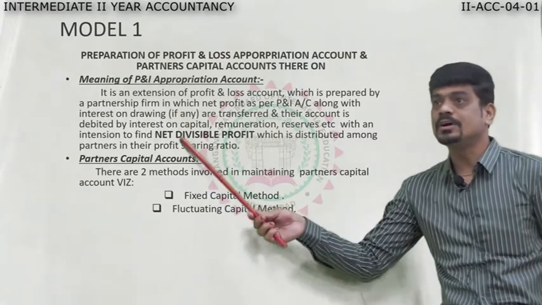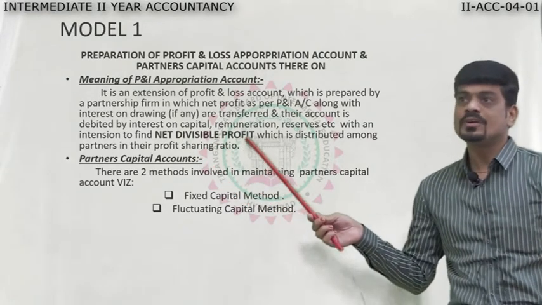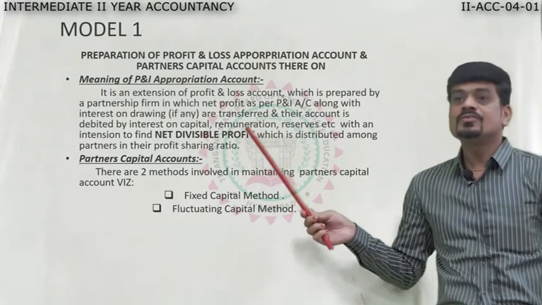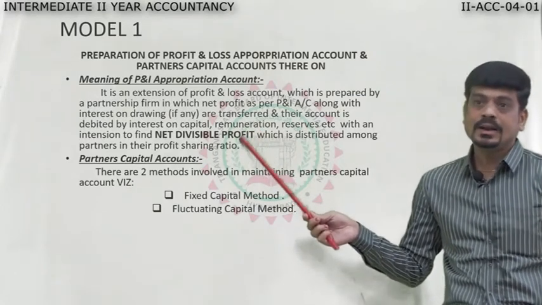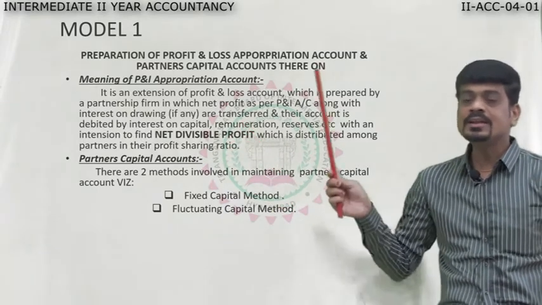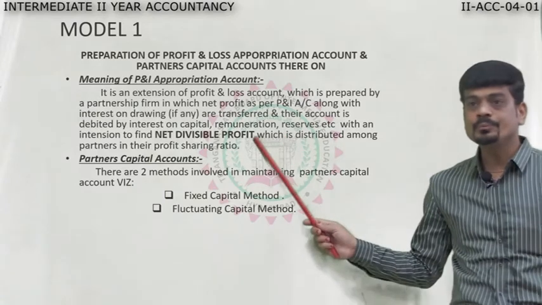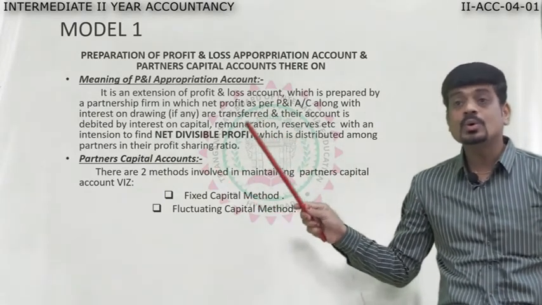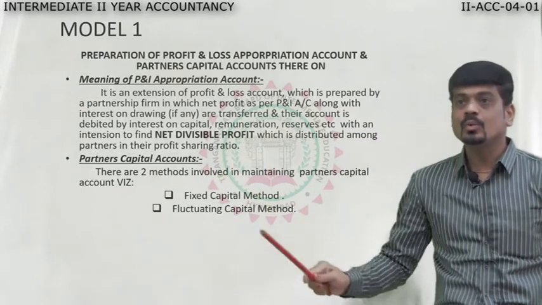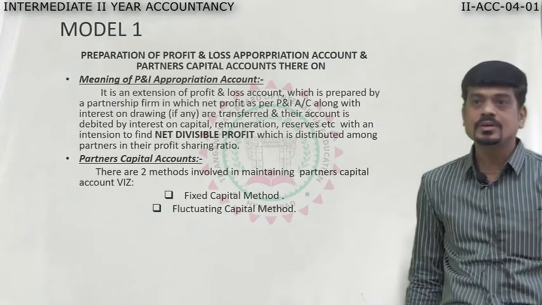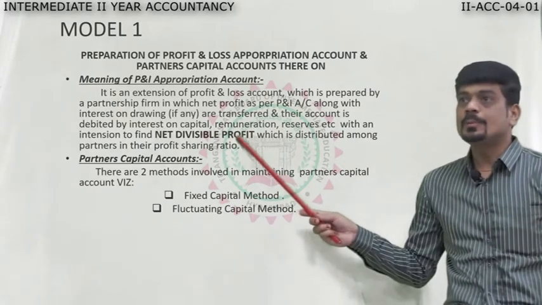Please see the word net divisible profit. Generally they say net profit. No, that is the profit which we are going to divide among the partners. So we should call it net divisible profit. Now, why divisible profit? As I told you, partners come into agreement to conduct the business so that whatever profit they earn, they will distribute among themselves. That is called divisible profit.